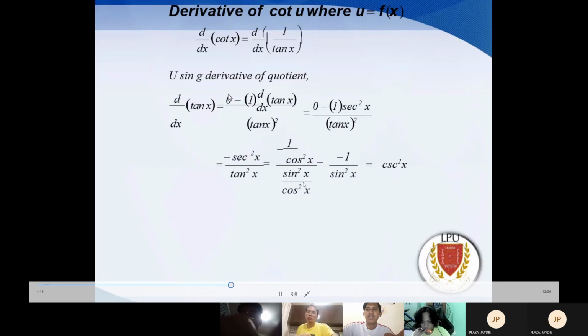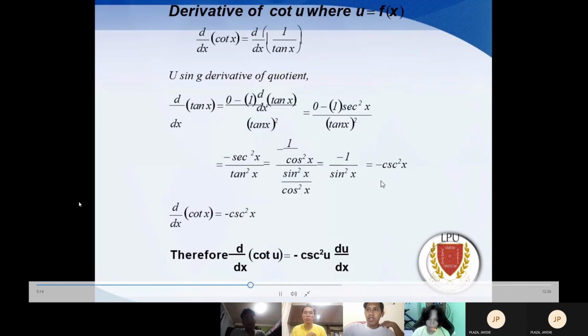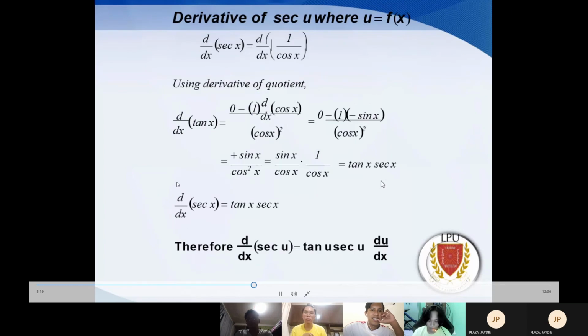Applying and simplifying those formulas, we can have secant as 1 over cosine, and tangent as sine over cosine, but this is squared, so we have sine squared and cosine squared. Simplifying this term, cosine and cosine squared will cancel out. This is equal to negative 1 over sine squared x, and that is equal to negative cosecant squared x. So therefore, the derivative of cotangent x is equal to negative cosecant squared x. We can say that the derivative of cotangent u is equal to negative cosecant squared u du over dx.